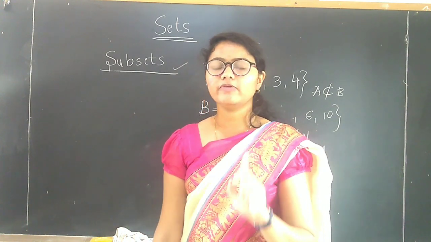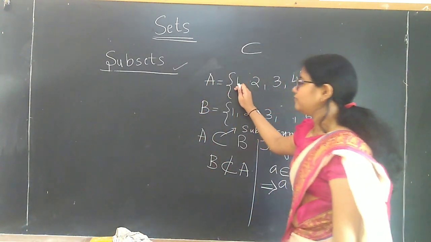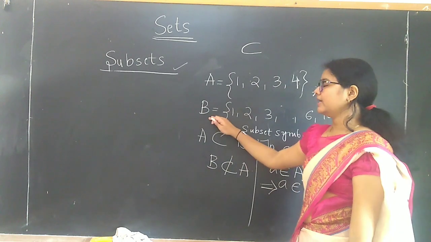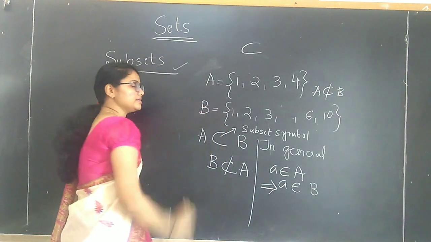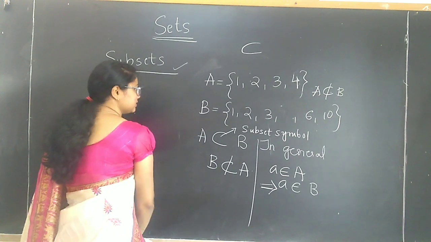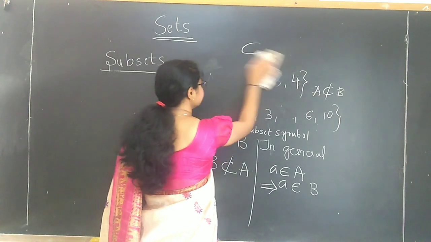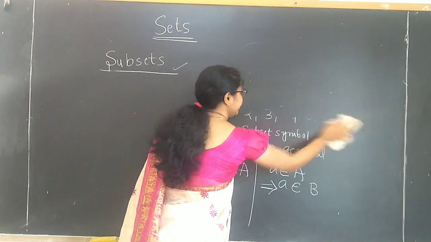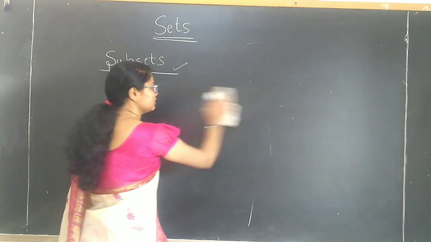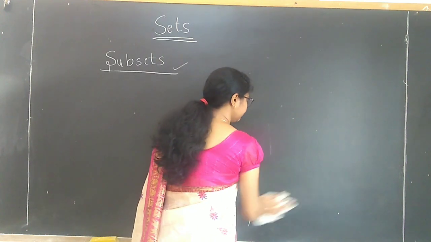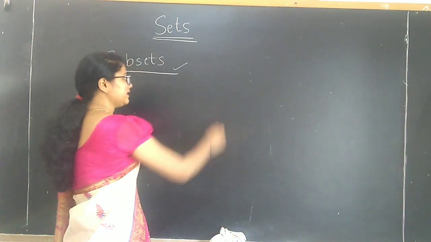Then A will not be a subset of B. So we say in the definition that every element of A should be contained in B. Then A is called a subset of B. So this is the concept regarding subsets. So now let me tell you a few examples. So you take natural numbers.